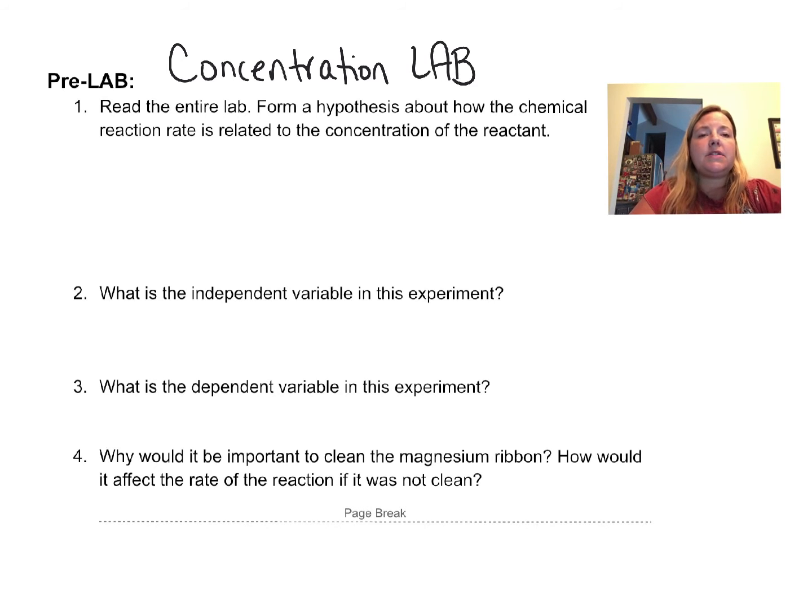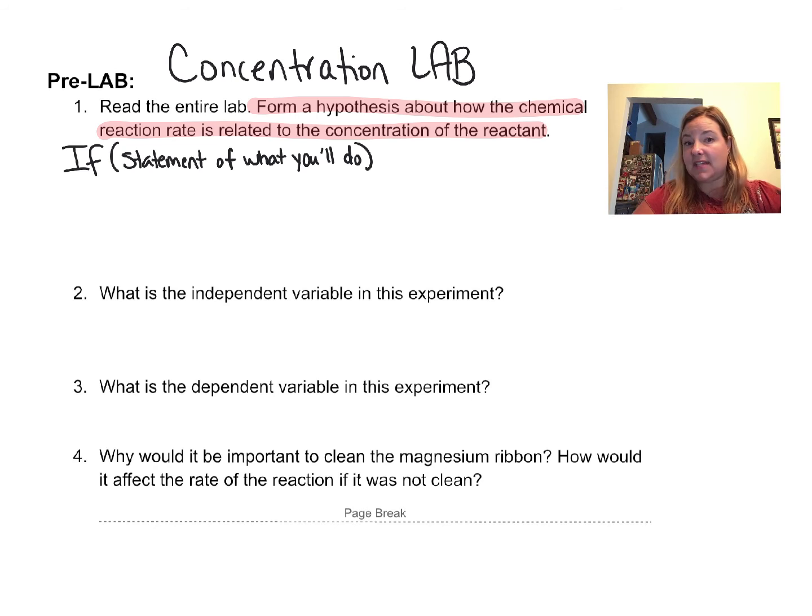So the first thing we need to do is form a hypothesis about how the chemical reaction rate is related to the concentration of the reactant. When we write a hypothesis, we always want to start with the word if. We want to make a statement that if we do something, so that's the first part, we point out what we're going to do in the lab. And then the second part is what is going to happen.